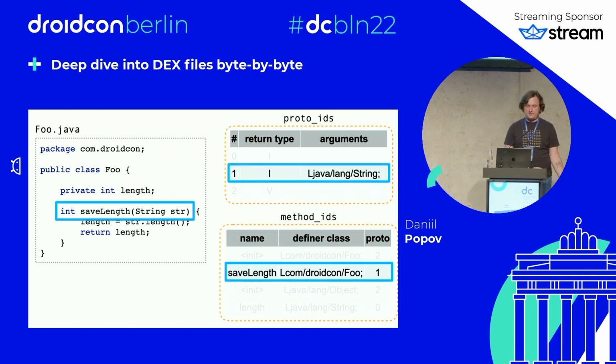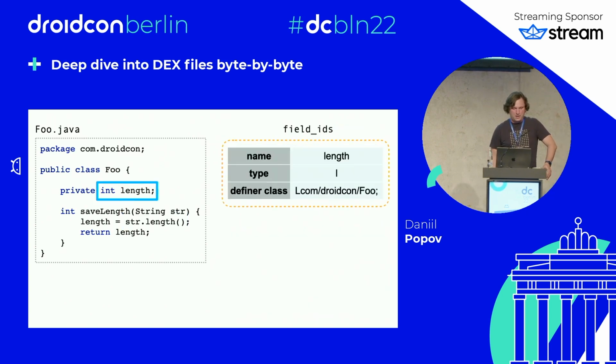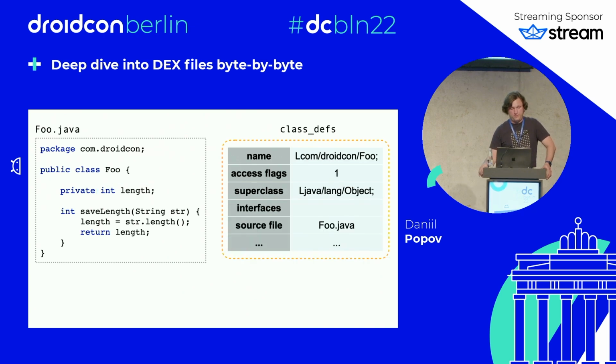Also, we have the save length method here and the corresponding prototype for it. And we have the length method here with return type int and no arguments, that's it. Also, we have one field here of type integer and name length, defined in class Foo. And also, we have the class itself here. That's it.